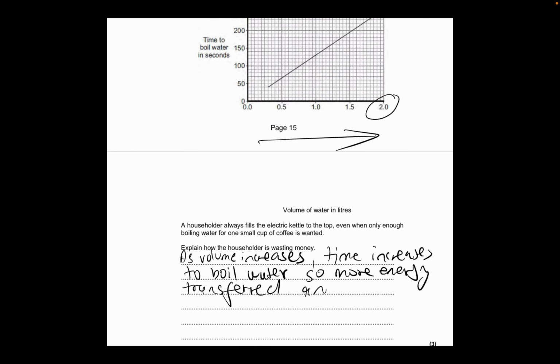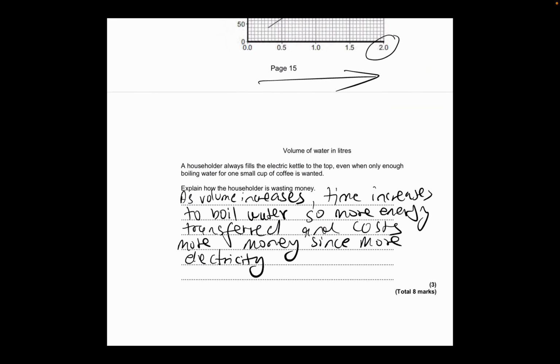Alright, this costs more money since more electricity is being used, right? So that's going to be your answer for about 3 marks. We're mentioning that the bigger the volume, it takes more time to boil, more energy is being transferred, and this indirectly costs more money. That's going to be about 3 marks. So let's move on to the next question.